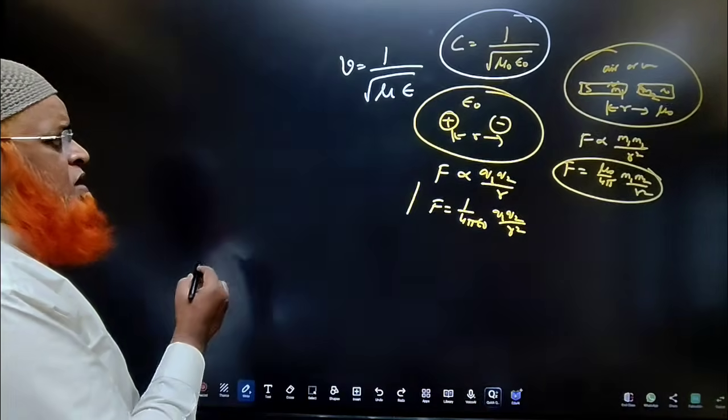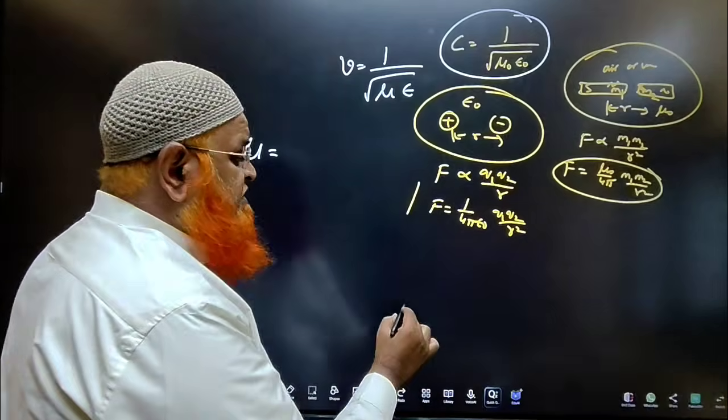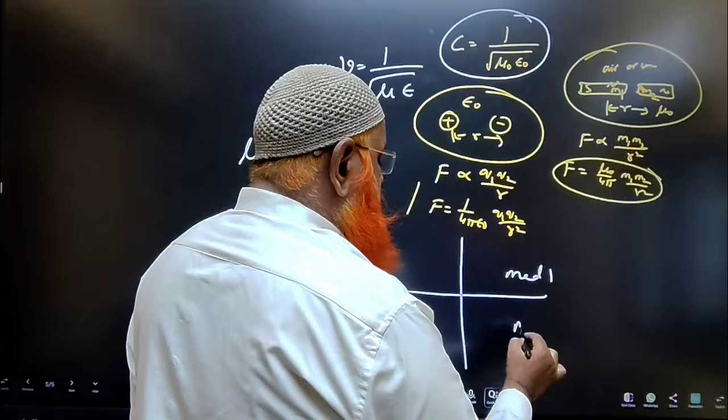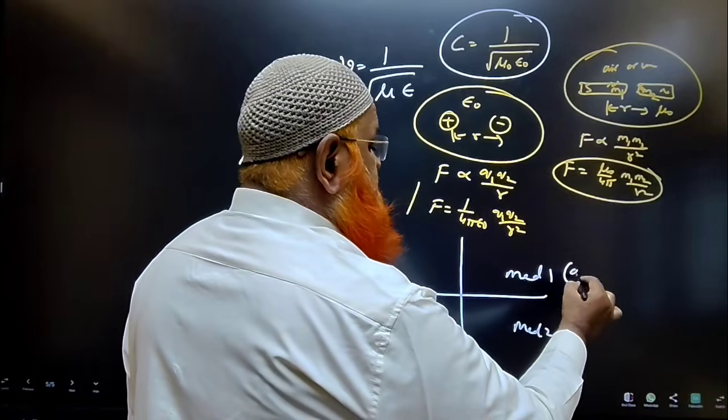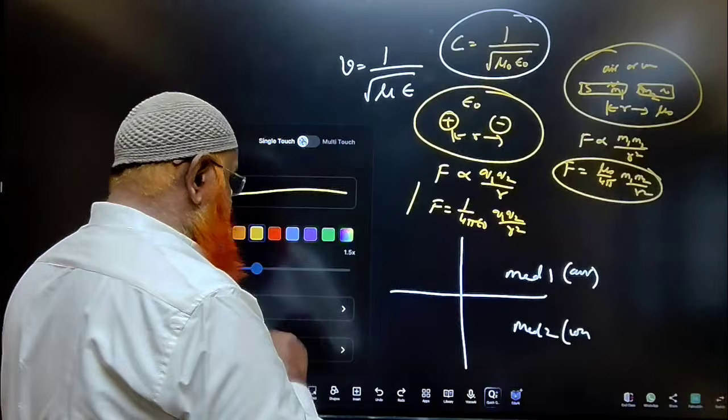So what is going to happen now? Refractive index is taken as mu. What is the meaning of refractive index? See, you have taken one medium and a second medium. The first medium is air, the second medium is water. So light travels from air to water like this.